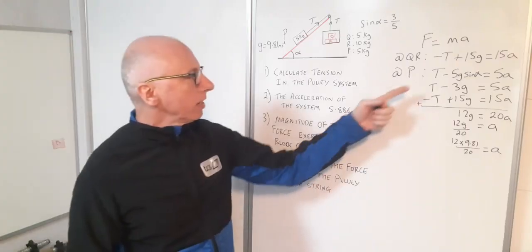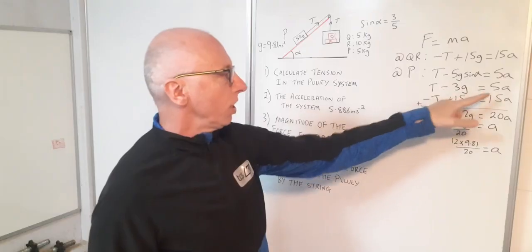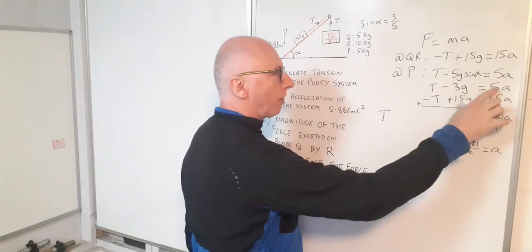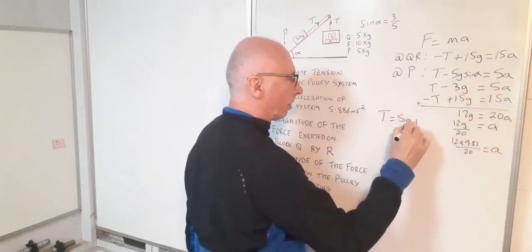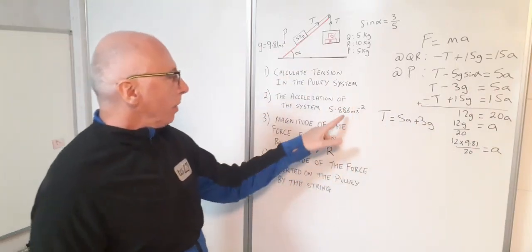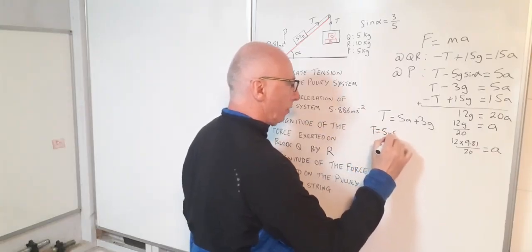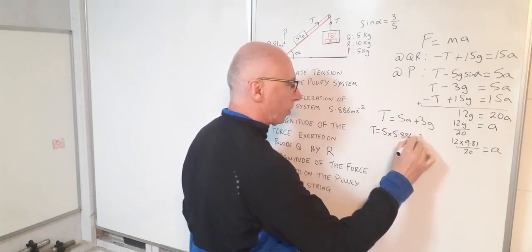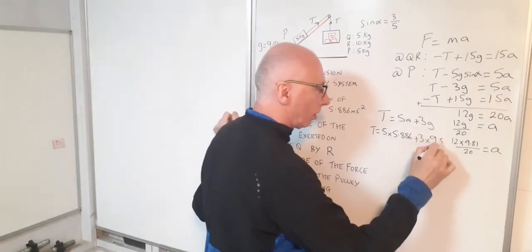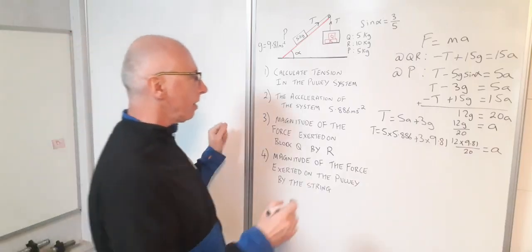Now I can simply calculate tension by plugging this into one of these equations. As I've got T minus 3g is 5a, I'm going to use that. That looks pretty straightforward. So if I set T equal to 5a plus 3g, then what's a? a is this, my 5.886. So T equals 5 times 5.886 plus 3 times g, which is 9.81. So then I can plug that into my calculator and I get 58.86 newtons.